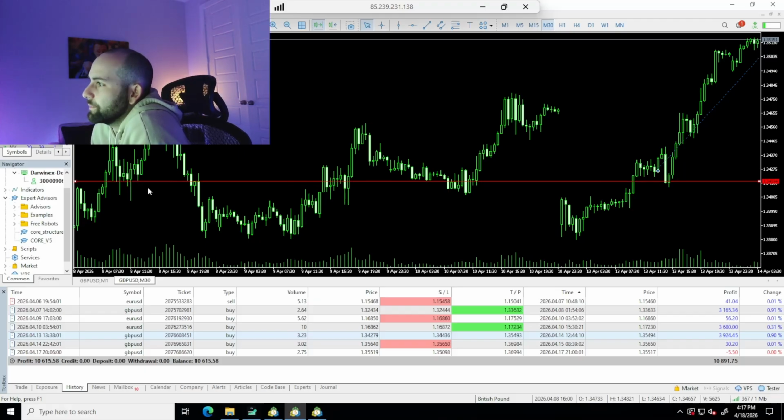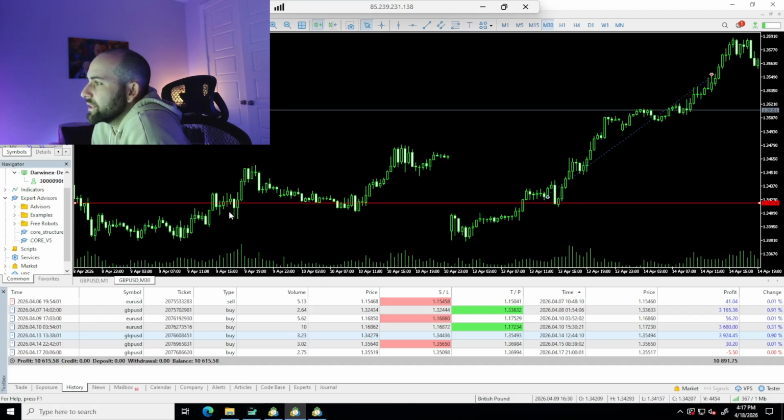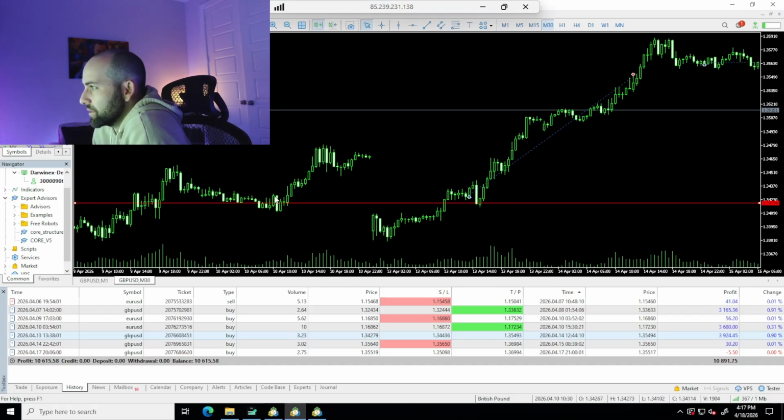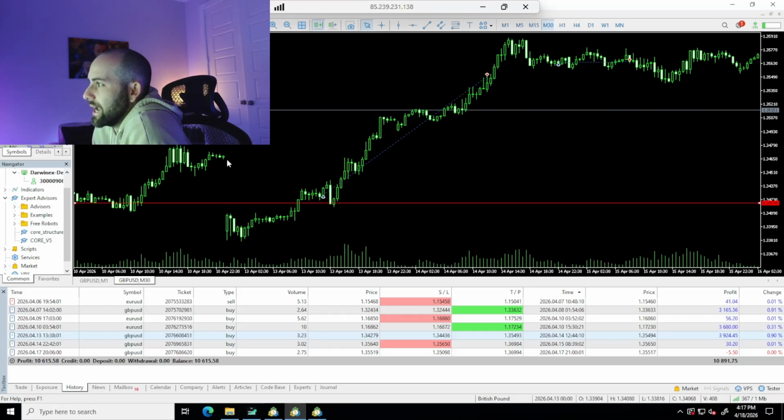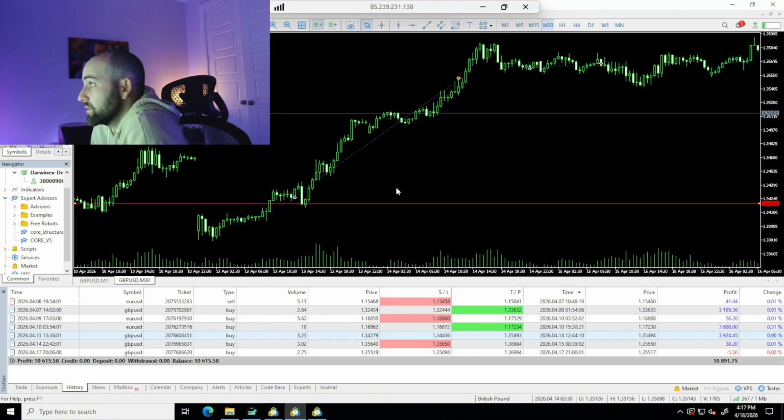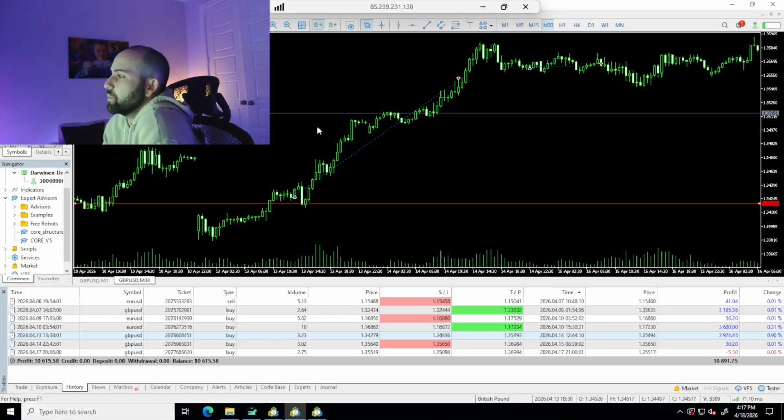So this is the 30-minute. You can see wicked rejection. We went through it, wicked rejection. We held that level again. We have a gap. We're obviously going to fill that gap, right? So looking at a lot of things, right? Anyways, you can see the rejection here, and then we took the trade.